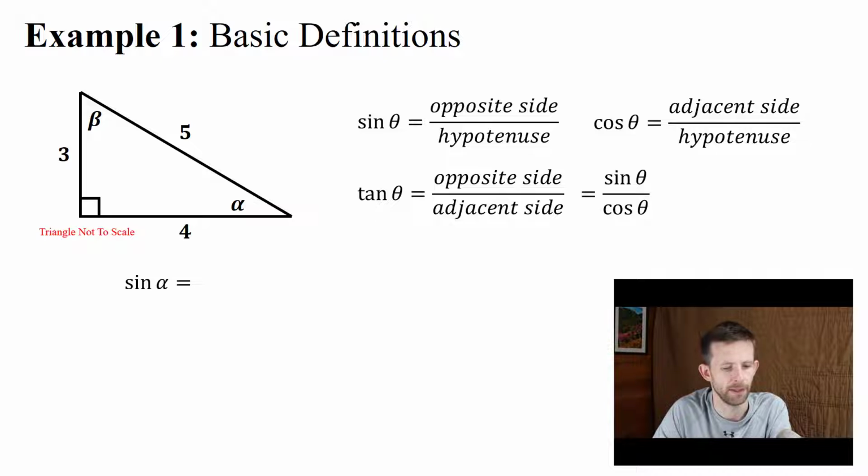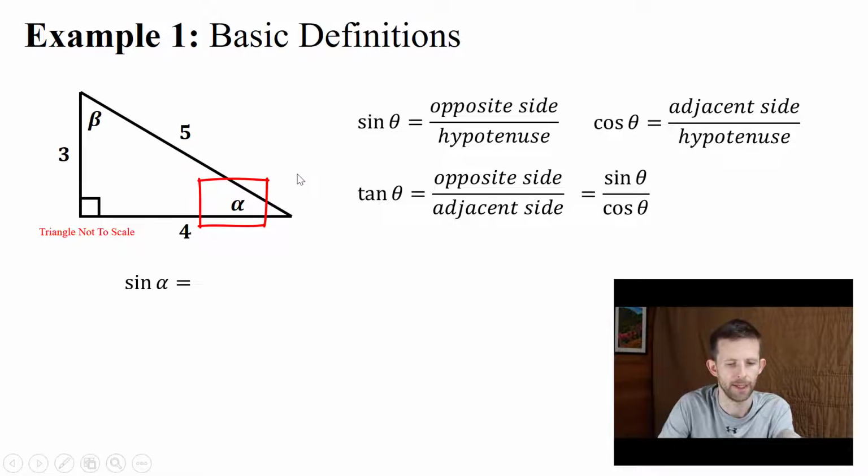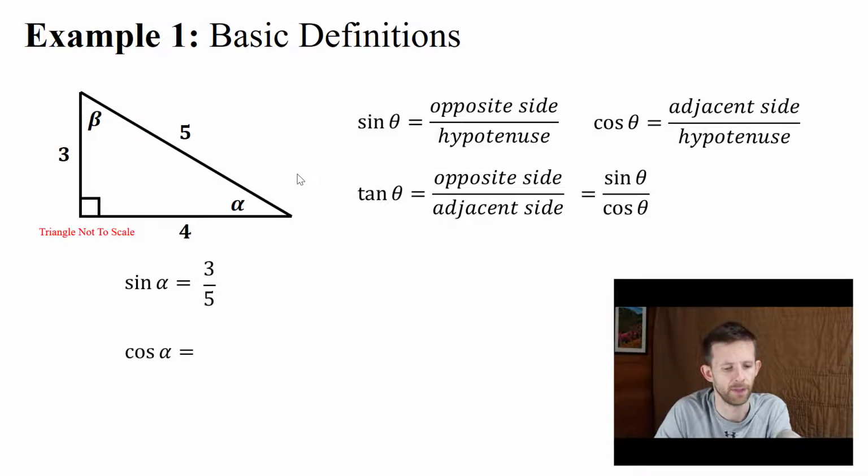So let's look at alpha. Alpha is this angle right over here, and the sine of alpha is the measure of the opposite side over the hypotenuse, so 3/5. Cosine of alpha is the adjacent side over the hypotenuse, which is 4/5. And the tangent of alpha is the ratio of the opposite side over the adjacent side, which in this case is 3/4.